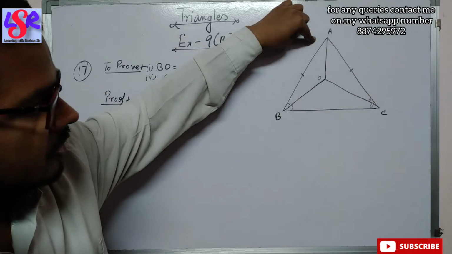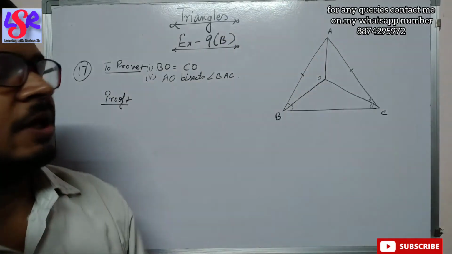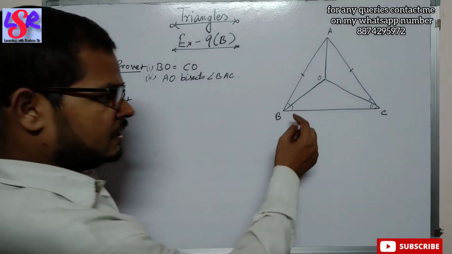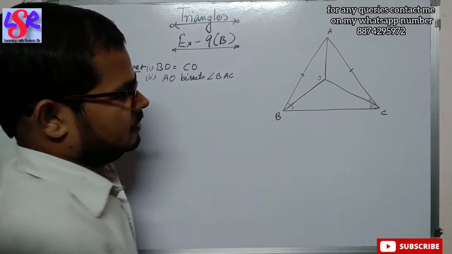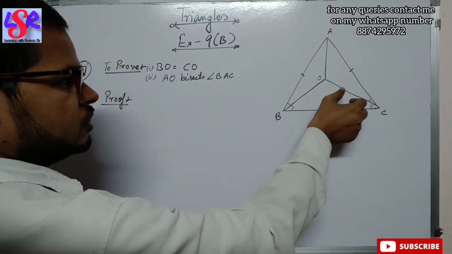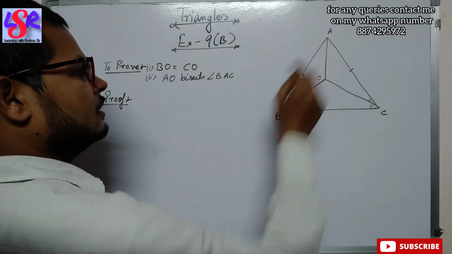Here we have a figure in which we have a triangle ABC in which AB equals AC. And there are lines BO and CO which are the bisectors of angle B and C respectively. We have to prove that BO equals CO. Then we have to prove that line AO bisects angle A.